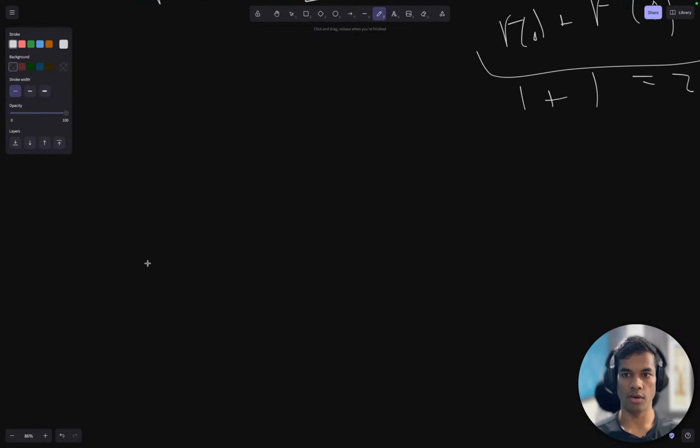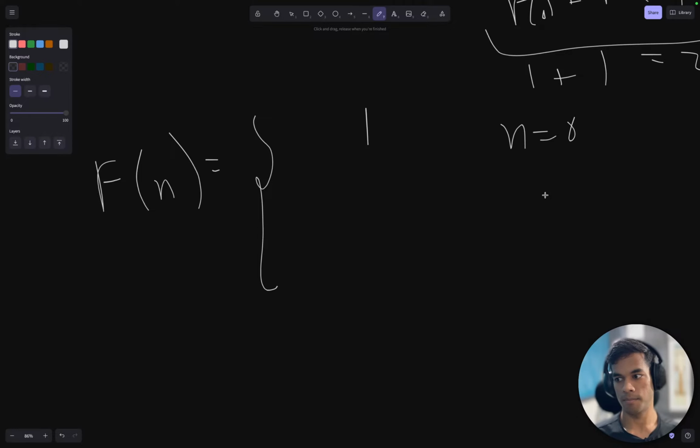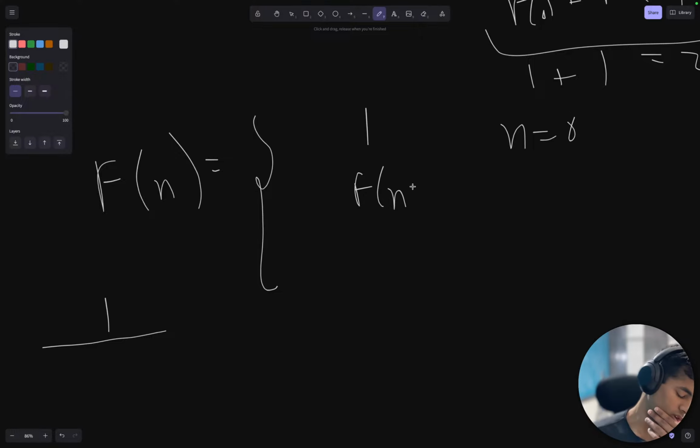And let's go general. Fn would be 1 if n equals 0. Otherwise, either we make that one singular line or not. If we do make that line, then the answer would be, in both cases, we will be calling fn minus 1.